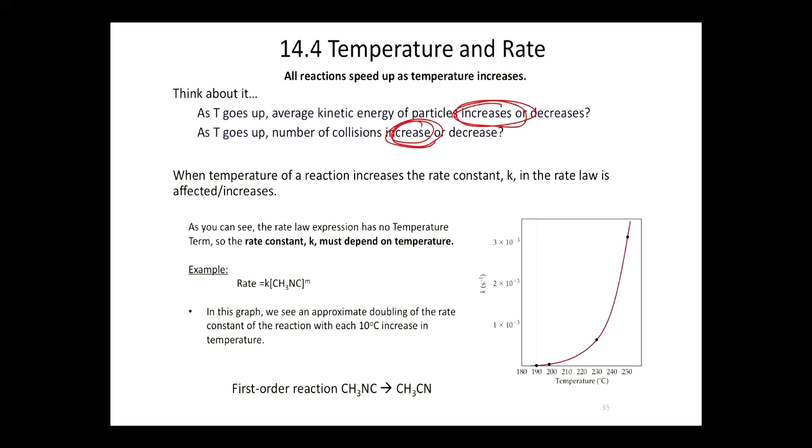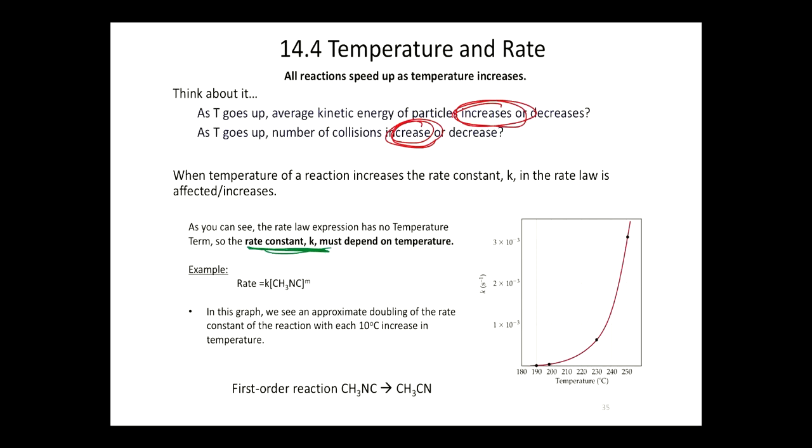And the reason is, if we think back to collision theory, reactions only happen when particles collide. And so if we increase the temperature of our sample, more collisions are going to happen. And so we'll look at the concepts behind that. And so the reason reactions get faster when we heat them up is because your rate constant, that value, is changing.